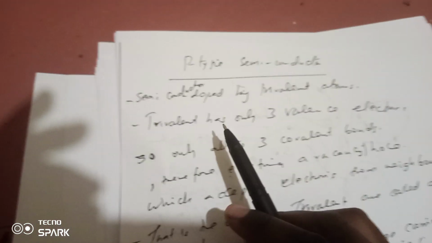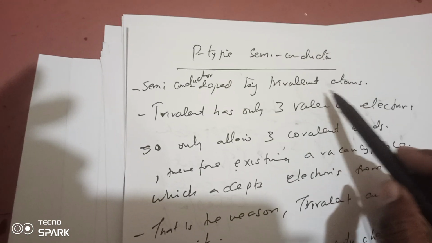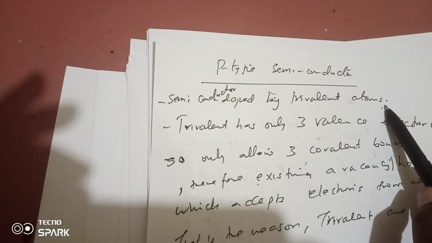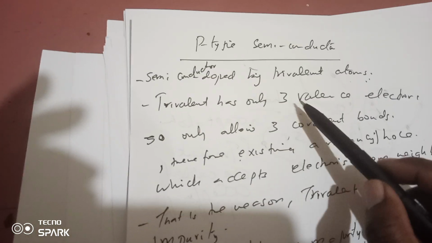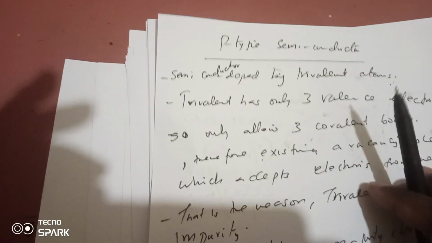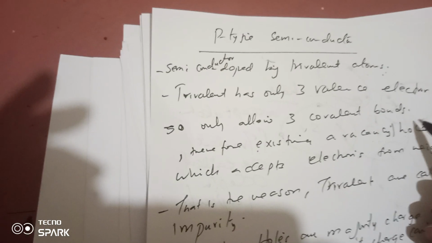When it comes to P-type, it is a pure semiconductor doped by trivalent atoms. Trivalent elements are group 3 elements. So group 3 has only 3 valence electrons, for example aluminium or boron. So it only allows 3 covalent bonds.